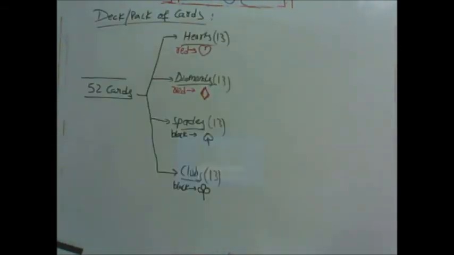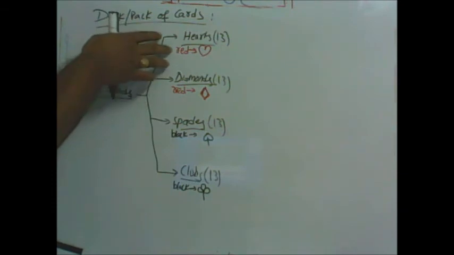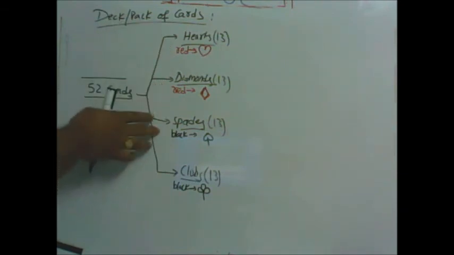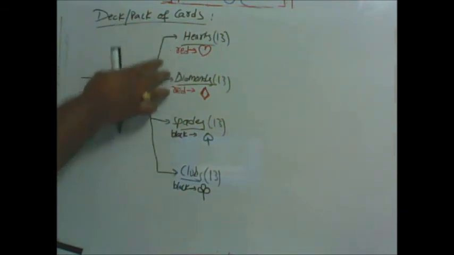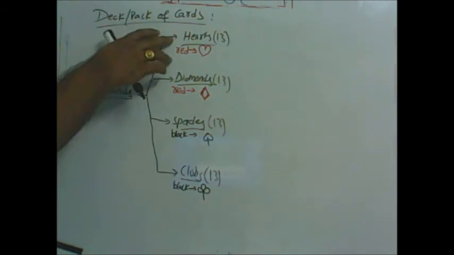In probability, one of the favorite questions always asked is on a deck or pack of cards. In standard playing cards, there are 52 cards, which are distributed into four suits: hearts, diamonds, spades and clubs. In each suit we have 13 cards, so 13 into 4 is 52. Out of that, hearts and diamonds are red in color.